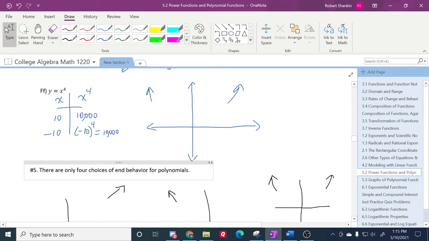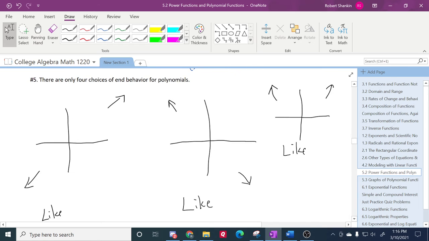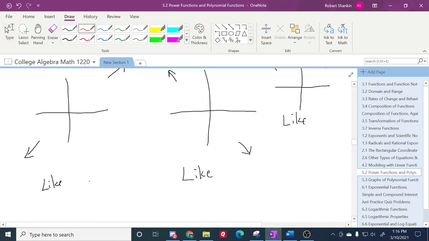So there are only four choices of end behavior for polynomials. And they are: way to the right, it's going up, and way to the left, it's going down. Where did I see something like this? This is when y equals like x cubed, when this is odd. Because when you take a negative input to an odd power, you still get a negative result.